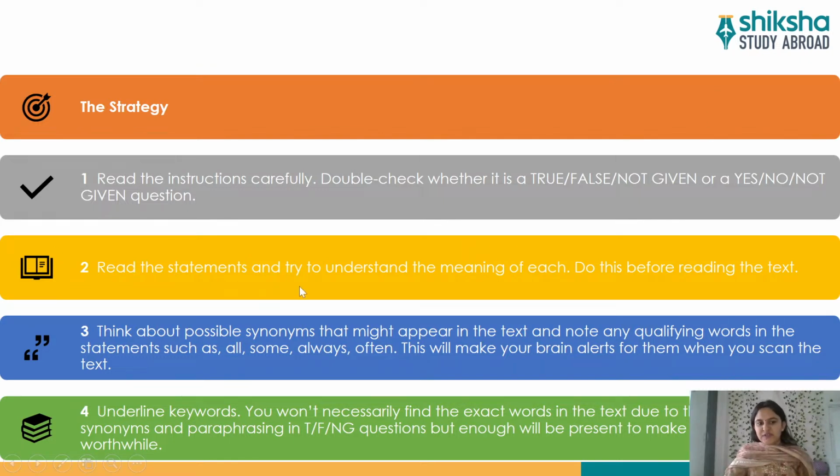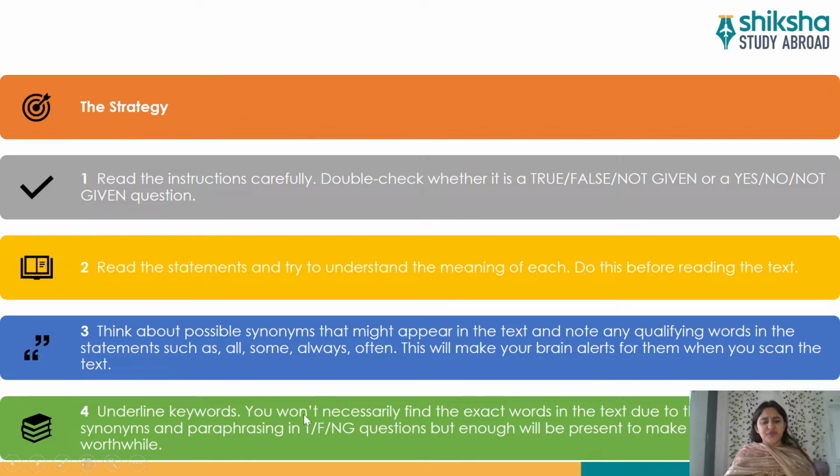Now, second is read the statements and try to understand the meaning of each. So you need to analyze and understand the meaning in order to get to the correct answer. Do this before reading the text. Now think about possible synonyms that might appear in the text and note any qualifying words in the statements, such as all, some, often, always. All of these are qualifying words. This will make your brain alert for them when you actually scan the text. So underline the keywords. Whatever you feel is important, please highlight it or underline it.